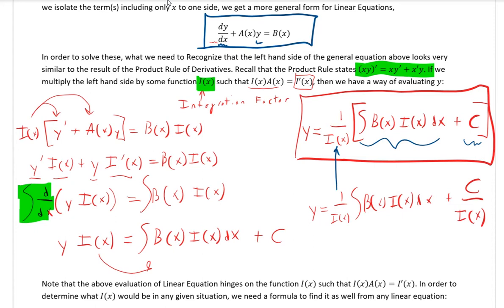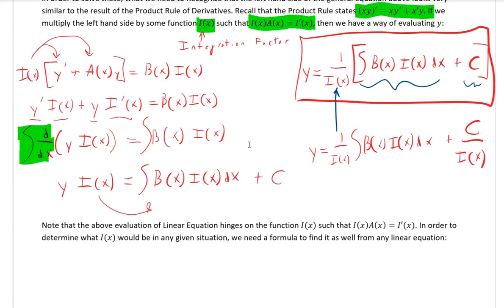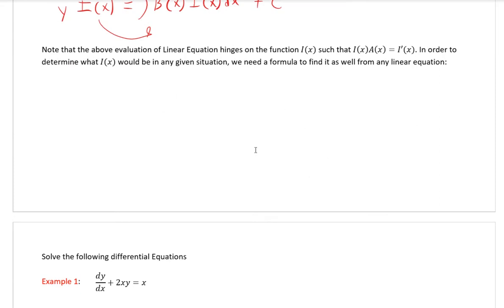Now, all this hinged on the function I of x, and we needed I of x to be a function such that if I multiply by a of x, I get I prime. Well, we need to figure out what I of x is then, because if we're going to solve this for any general equation, we need to be able to evaluate what I of x is. We can't just guess and check constantly. So we need to figure out what I of x is in any given situation. Thankfully, because of this phrase that we set I of x to be, we should be able to solve for I of x itself.